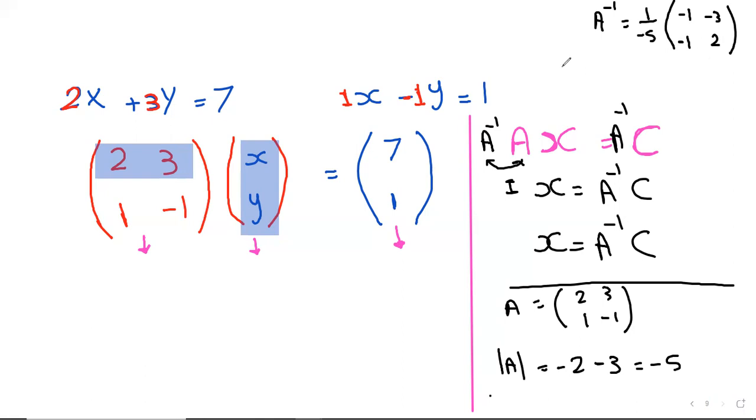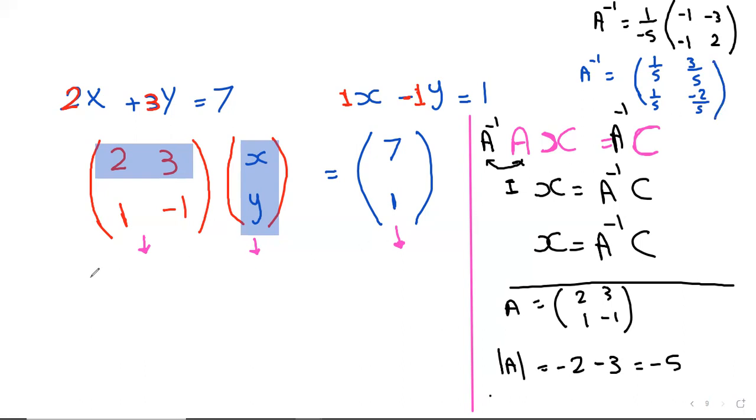So A to the power of negative 1: 1 over negative 5 multiplied by negative 1, it's 1 over 5. 1 over negative 5 multiplied by negative 3, 3 over 5. Here it's 1 over 5, and here 1 over negative 5 multiplied by 2, it's negative 2 over 5.